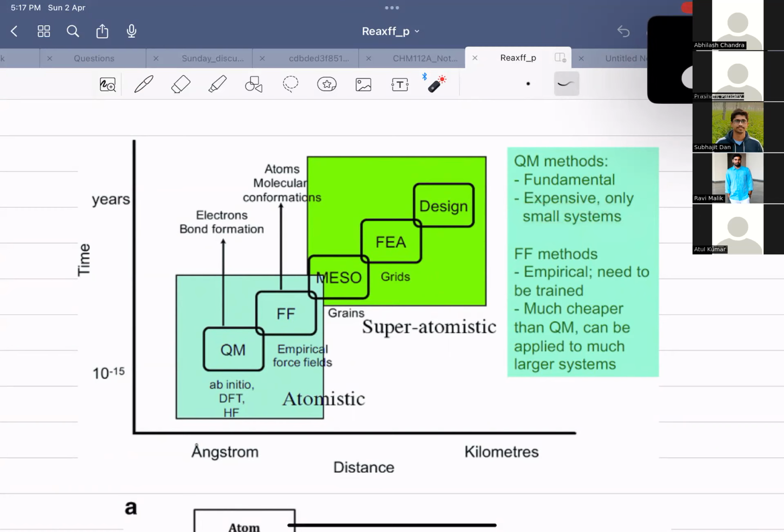Then we have another method which I described earlier, the empirical force field method. It needs to be trained, and it is much cheaper than the quantum mechanical method. It can be applied to a large system, but again, I'm emphasizing that it does not include bond formation and bond breaking.